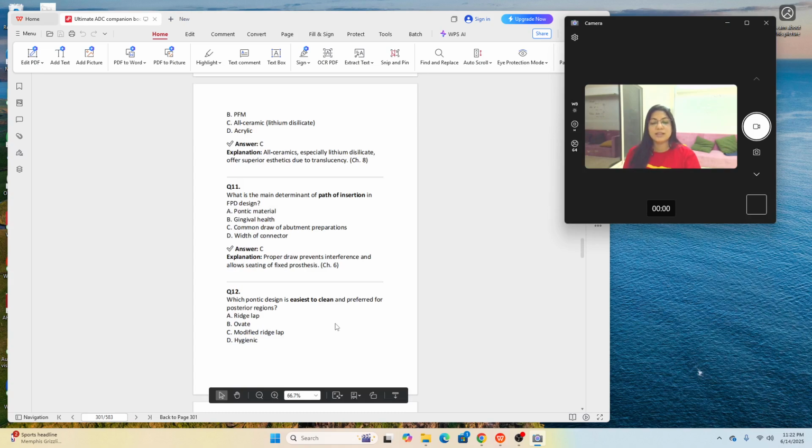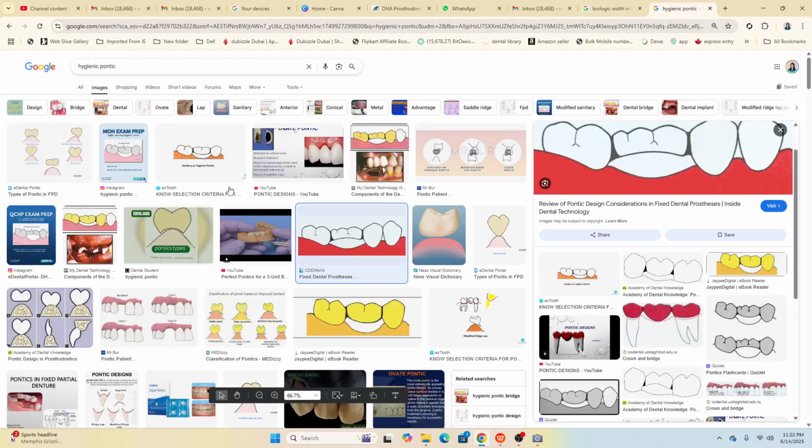Now, which Pontic design is easiest to clean and preferred for posterior regions? Easiest to clean and for posterior region. Both of these factors you have to put in the filter to get your answer. If the same question had been asked as easiest to clean but for anterior region, with the same options, your answer would be different, right? So for easiest to clean in the posterior region, the answer is a hygienic Pontic. I'll show you what a hygienic Pontic looks like. This is how a hygienic Pontic looks. You have plenty of space under this Pontic.